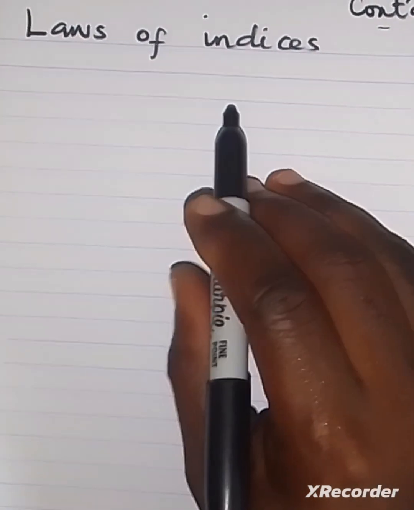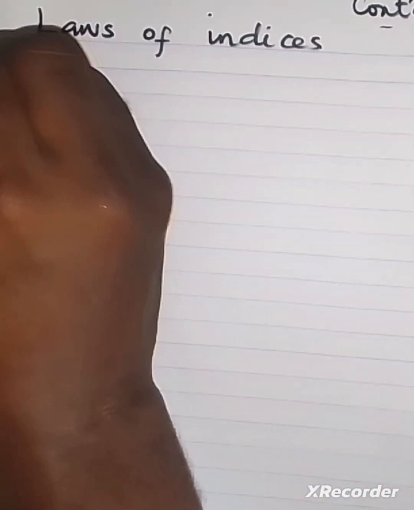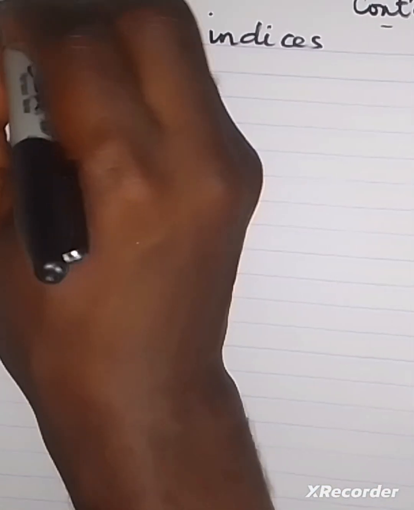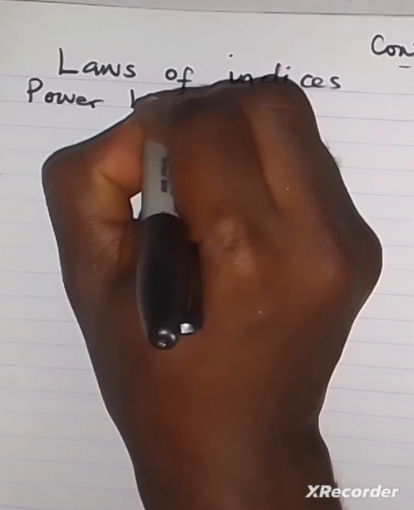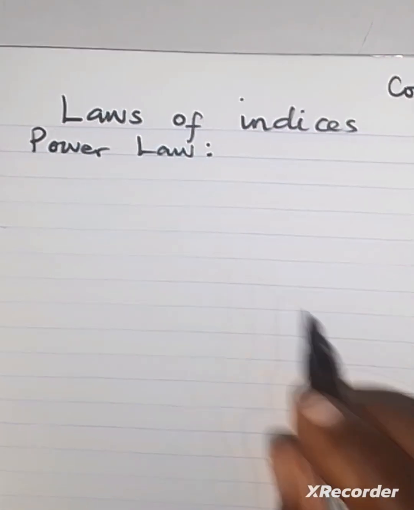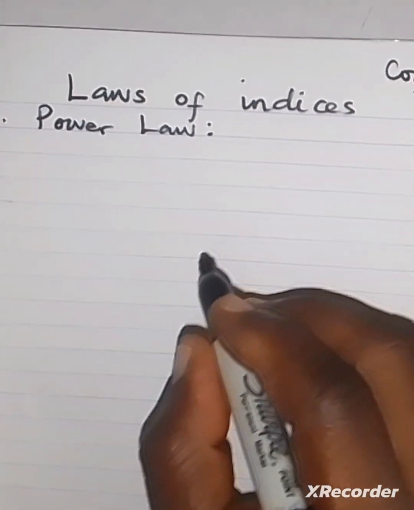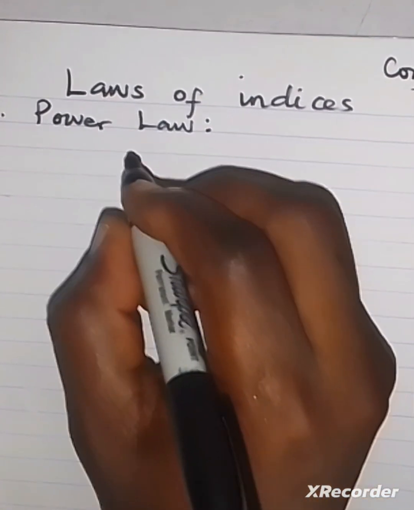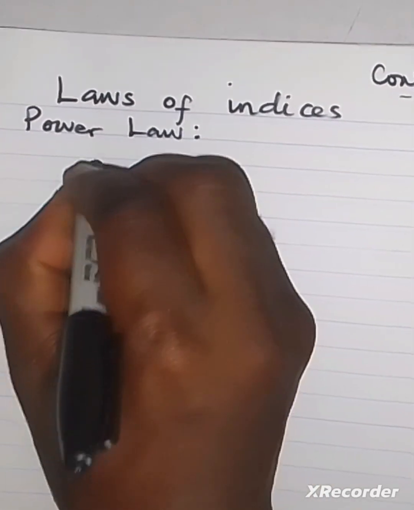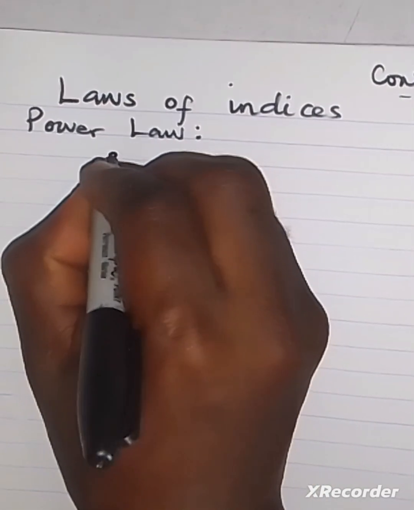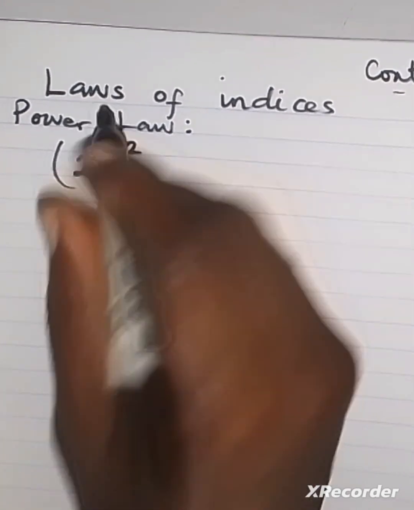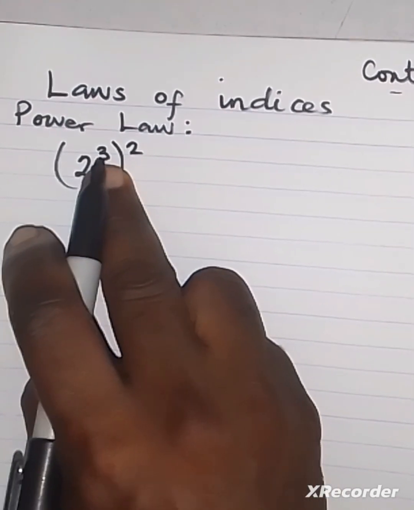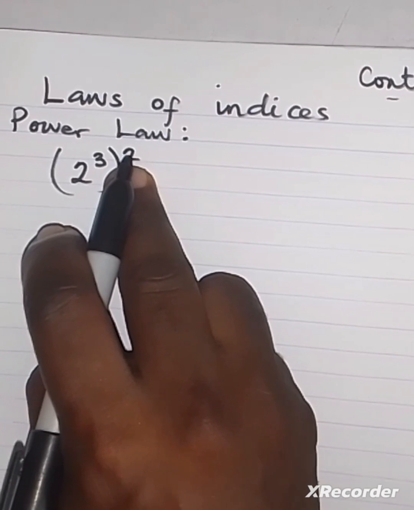Now, laws of indices, the third law. The third law is what we call the power law. In the power law, if a number is raised to a certain power, for example, 2 raised to power 3, all in brackets, raised to power 2. If the number is raised to a certain number, and I raise it again to another number.